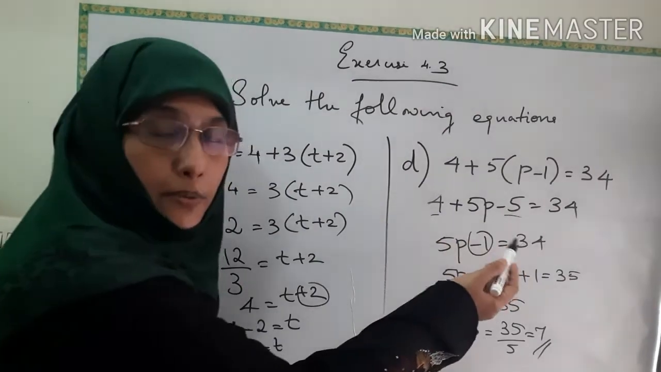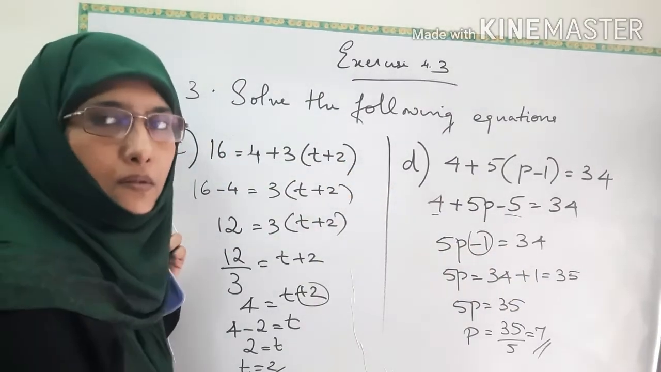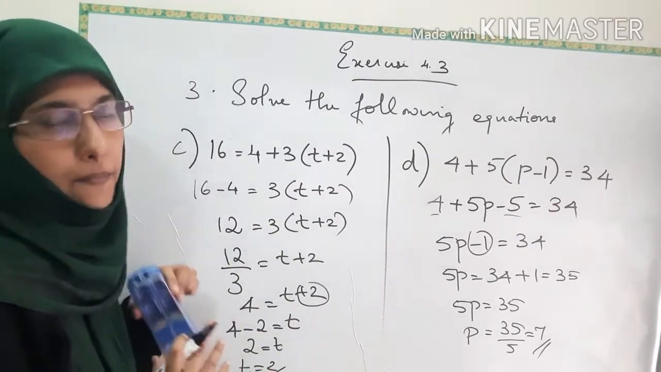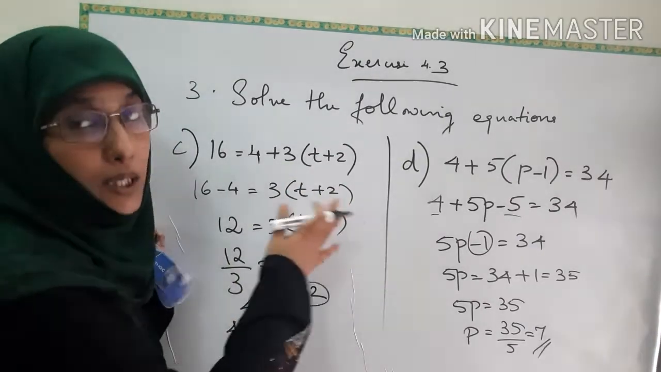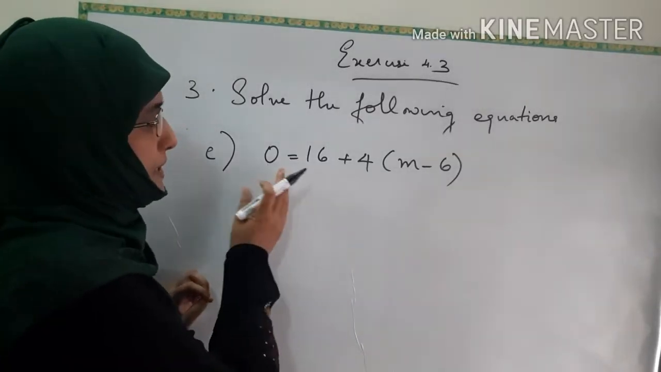So both the ways you can do it. Either open the bracket first and then do, or without opening the bracket also you can do. Anyway, the answer will be same. Whatever you do, take one by one to the other side. See here, last question of this part.